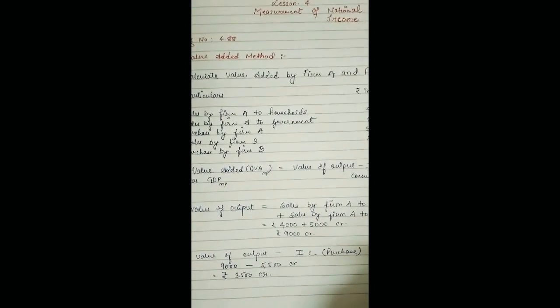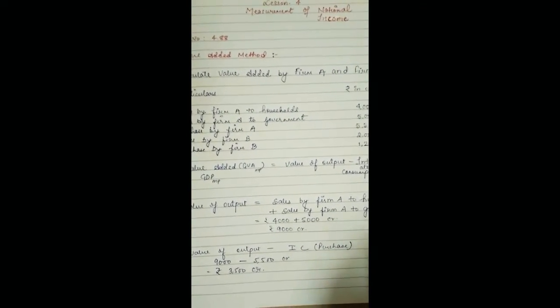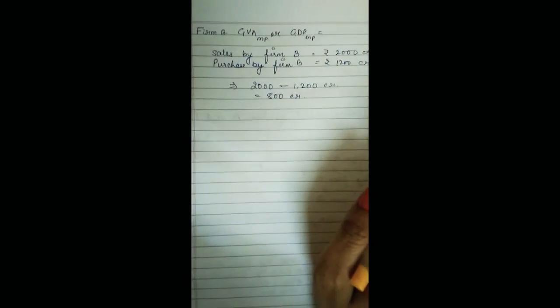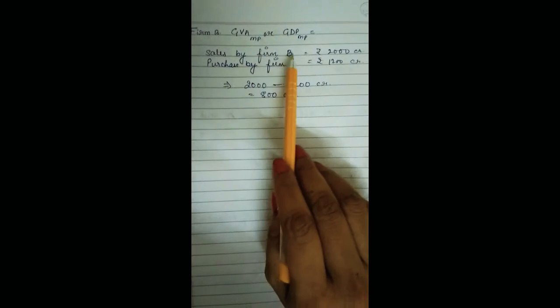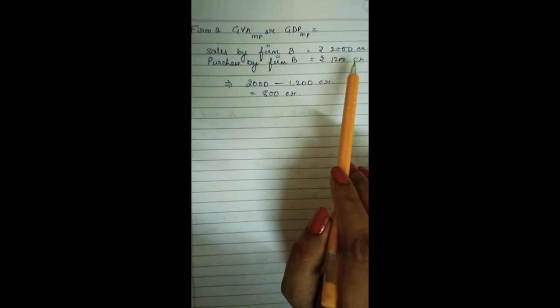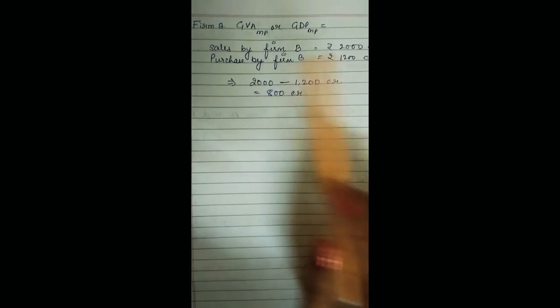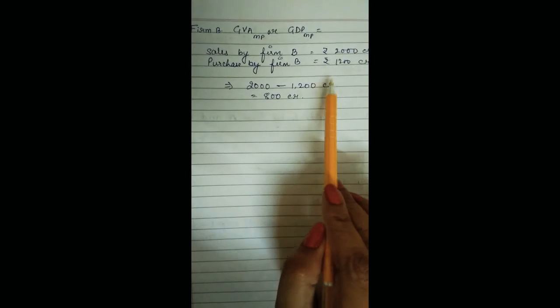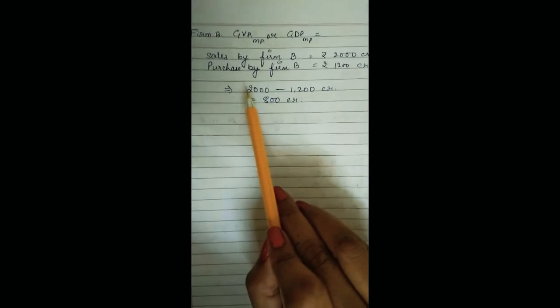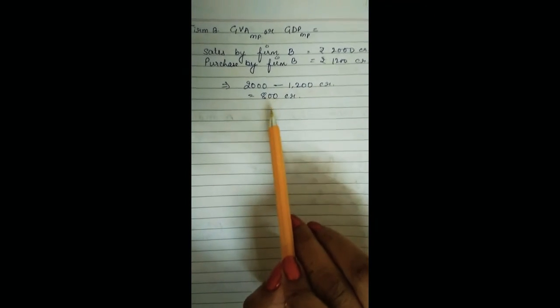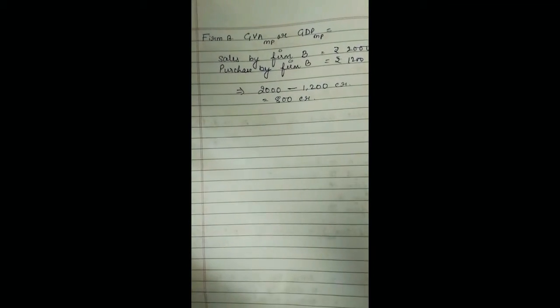Now we will see value added of firm B. It's very simple, very easy. Here students, sales is given. Sales by firm B is 2,000 and purchase by firm B is 1,200. Only sales is given, no change in stock is given, so we will consider sales as value of output and purchase as intermediate consumption. Value of output minus IC, that is sales minus purchase, 2,000 minus 1,200, that is 800 crore rupees. So likewise we have calculated value added of firm A and firm B both. Hence the first question is complete.